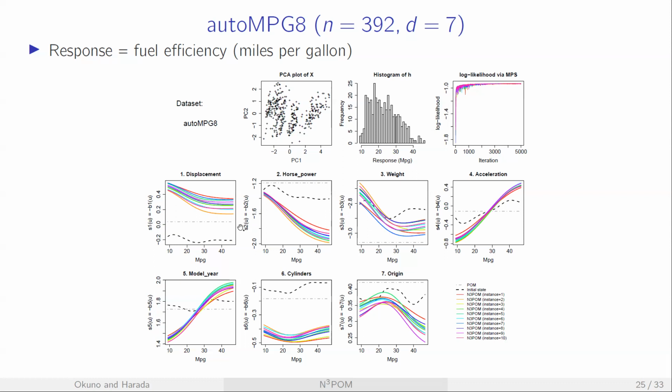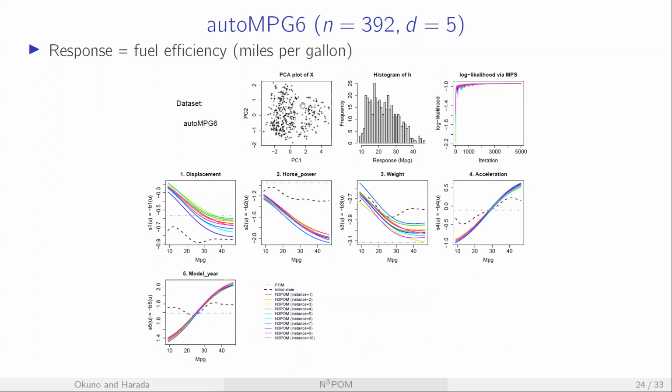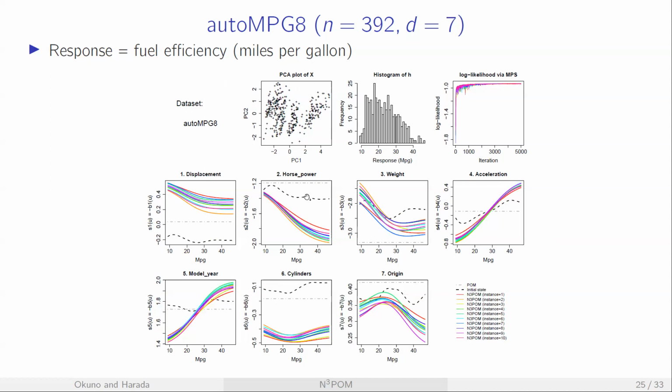This is because for the displacement, horsepower, and weight, the coefficients are decreasing, and for acceleration and model year, the coefficients are increasing. So these tendencies are the same as OutMPG6. So our proposed approach is robust against the additional variables, cylinders and origin, included in the OutMPG8 dataset.